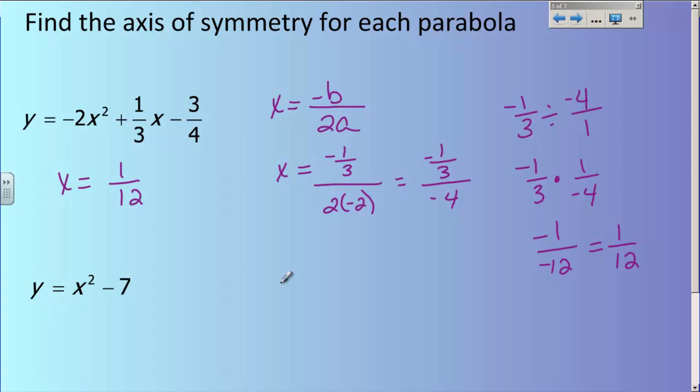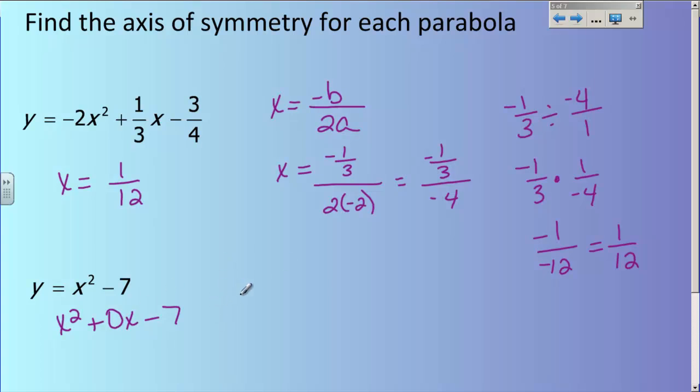Now, this next one, y equals x squared minus 7. It only has two terms. It does not have three, so finding a, b, and c is a little difficult. So I'm going to rewrite this as x squared plus 0x minus 7, because that middle term is not there, so we're going to treat it like it's a 0.